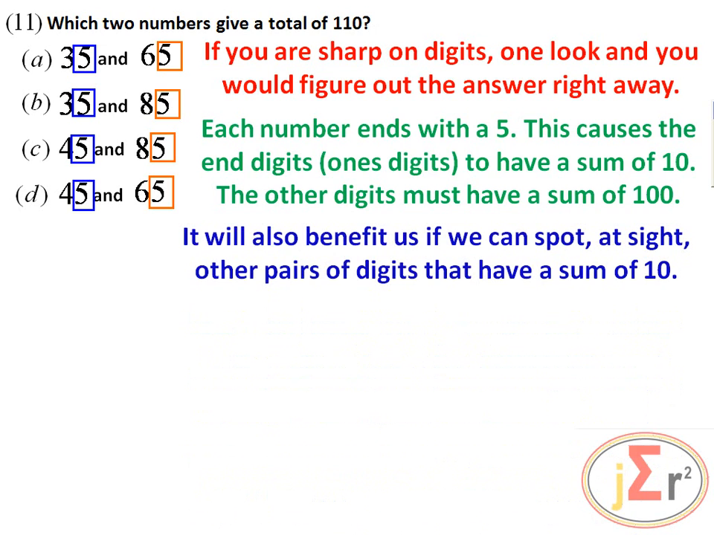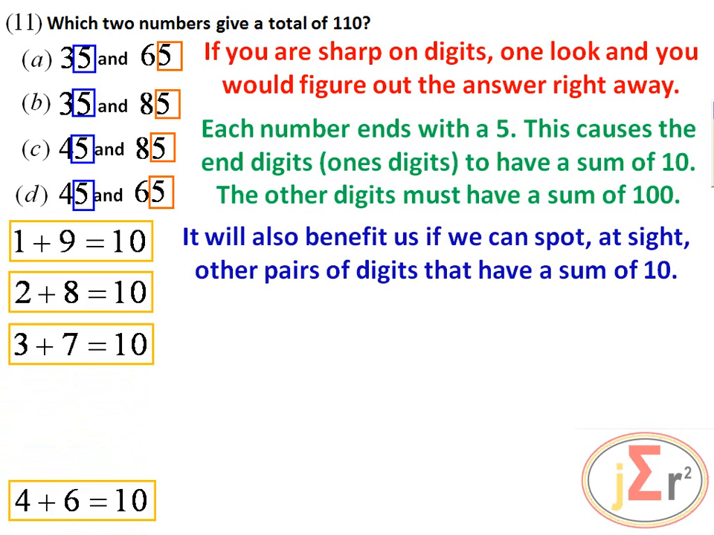It will also benefit us if we can spot at sight other pairs of digits that have a sum of 10. So you, Jerry, tell me some digits that you know, two digits that add to give 10. 4 and 6. What else? 2 and 8. What else? 5 and 5. Another? You did not say 3 plus 7. And you did not say, let's see if you can figure out the one that you did not say, 9 plus 1. That is the one that you left out, Jerry. So all of those will have a sum of 10.